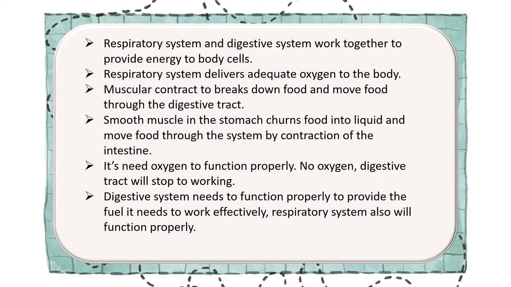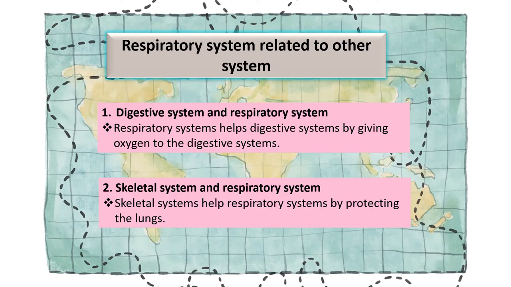The digestive system needs to function properly to provide the food it needs to work effectively. So, the respiratory system also will function properly. The digestive system and respiratory system depend on each other to function properly. So, the next one is, how does the respiratory system relate to other systems in the human body?